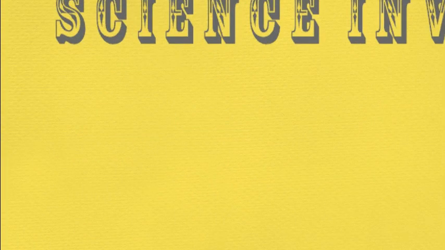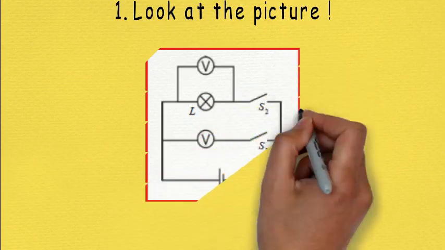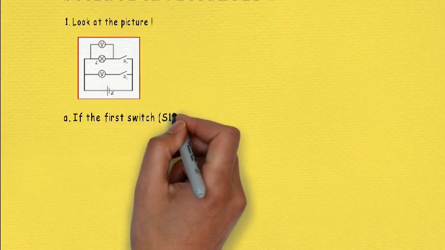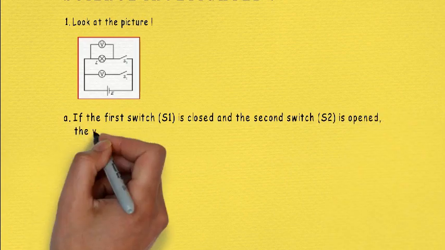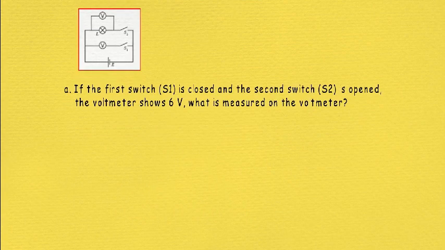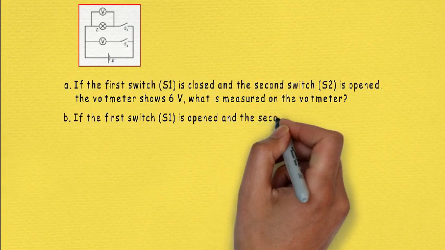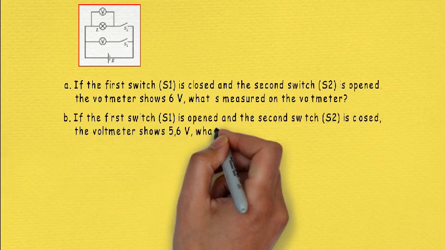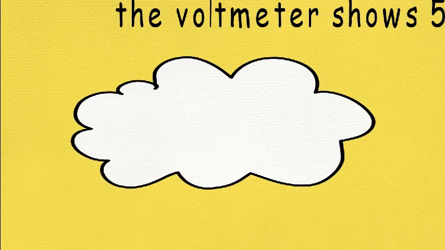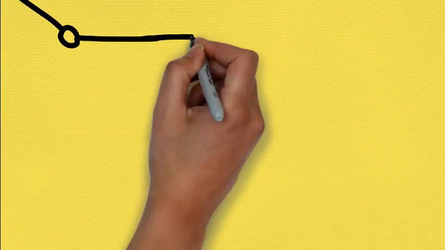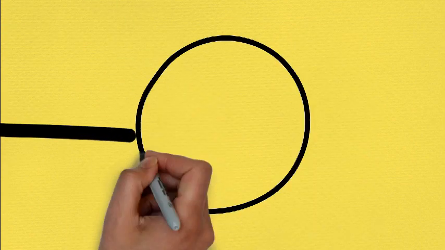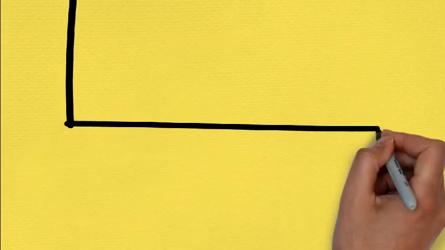Science investigate. Look at the picture. If the first switch is closed and the second switch is open, the voltmeter shows 6 volts. What is measured on the voltmeter? B. If the first switch is open and the second switch is closed, the voltmeter shows 5.6 volts. What is measured on the voltmeter? There is one voltage lamp and 2 switches, but one of the switches is not connected.